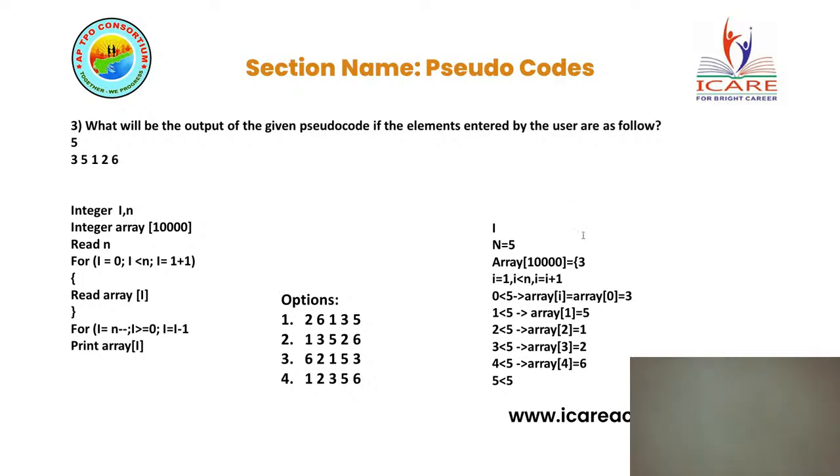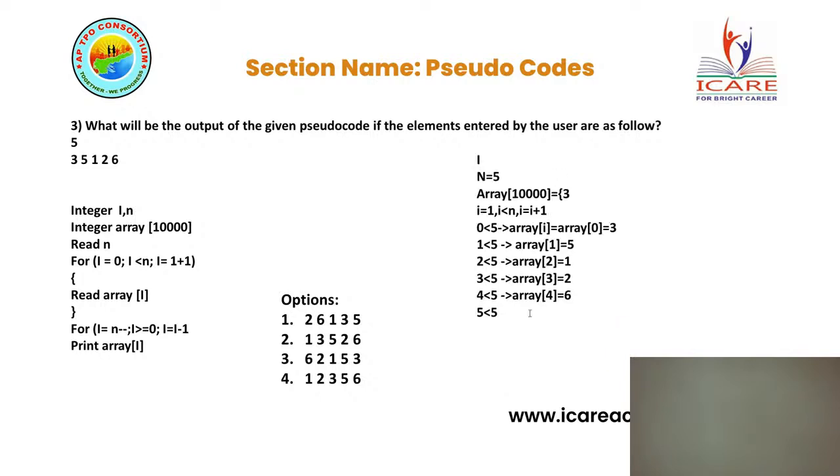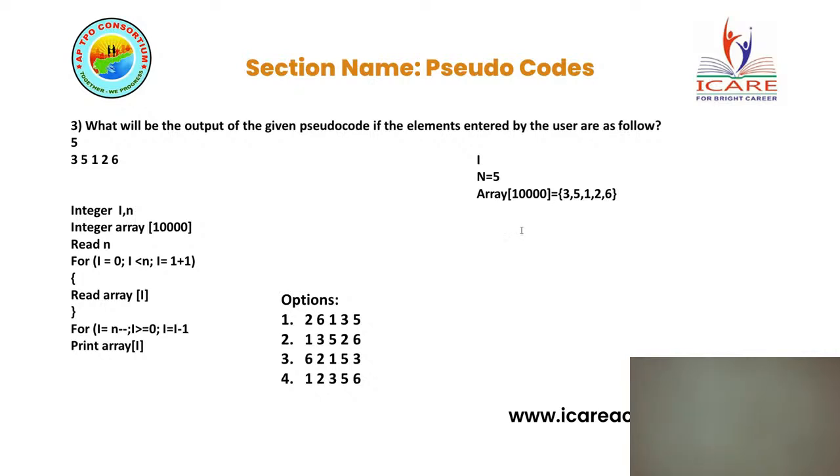Again there is another for loop. Here we have run the first for loop and we are reading the values which are 3, 5, 1, 2, 6. Here we have the array values. After completing the first for loop, we are entering into the second for loop. So we have completed the first for loop.